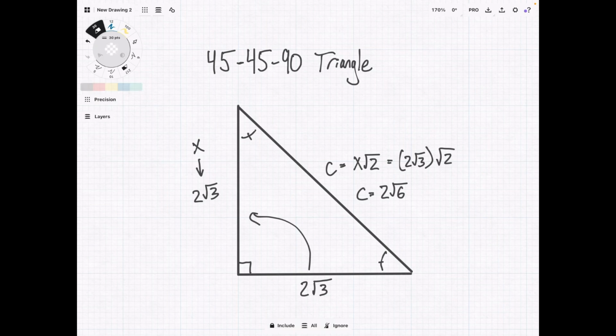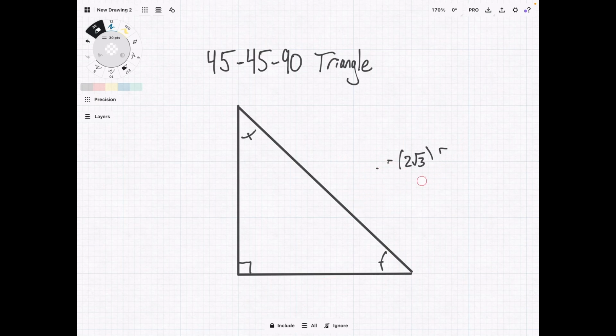We'll go over one more problem here. The most difficult types of problems are usually when you're given a hypotenuse that does not have a square root in it. So for this case, we have 10 here. So we know that this is equal to x times the square root of 2, and we want to figure out what x is.